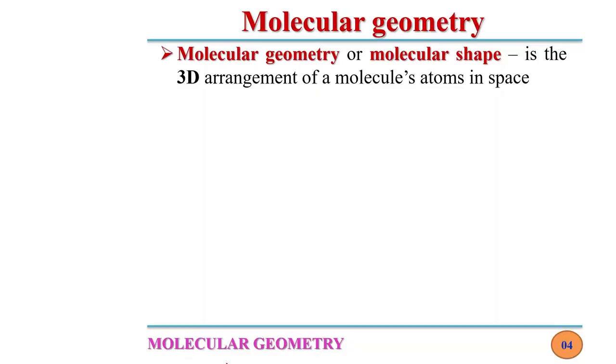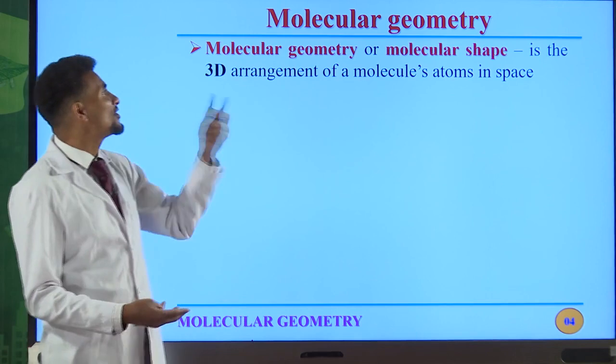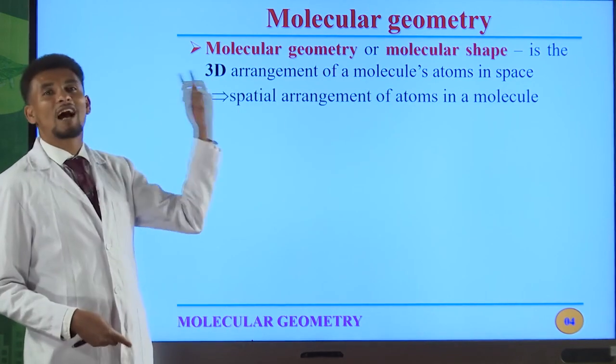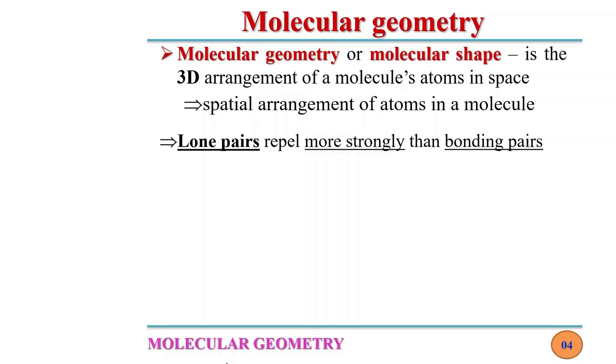Okay, so let us come to molecular geometry. What is molecular geometry? Let us start from the definition. It is the spatial arrangement of atoms in a molecule, or the 3D arrangement of atoms in space. This is simply the definition of molecular geometry. Molecular geometry can also be named molecular shape.